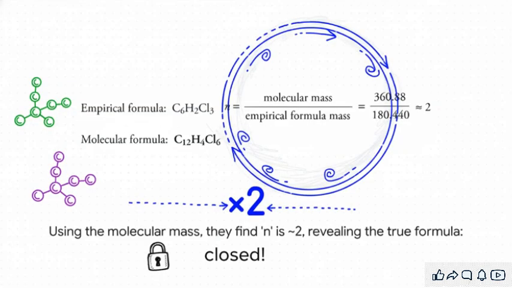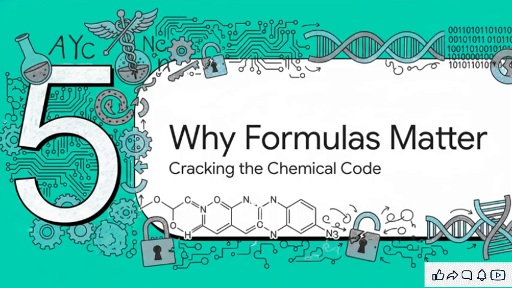And now for the final reveal. We take the molecular mass we were given and divide it by the mass of our C6H2Cl3 unit. The answer comes out to almost exactly 2. That tells us the real molecule is twice as big. We multiply everything by 2 and we get the final, true molecular formula, C12H4Cl6. Case closed.